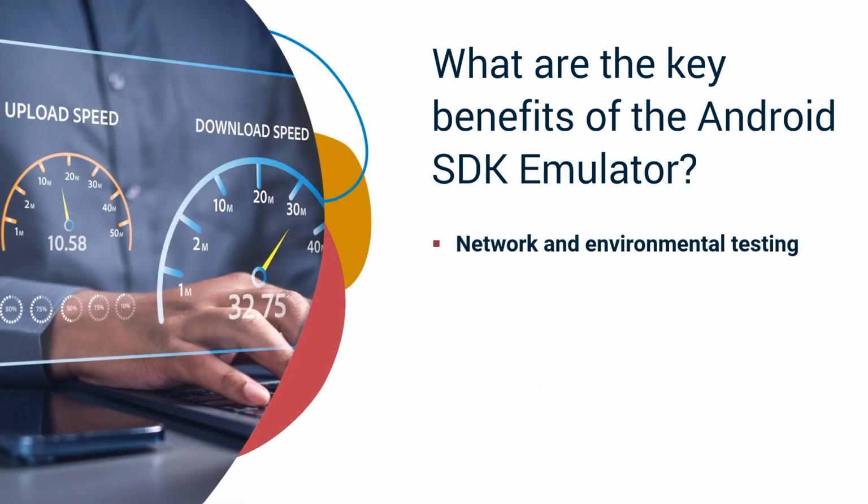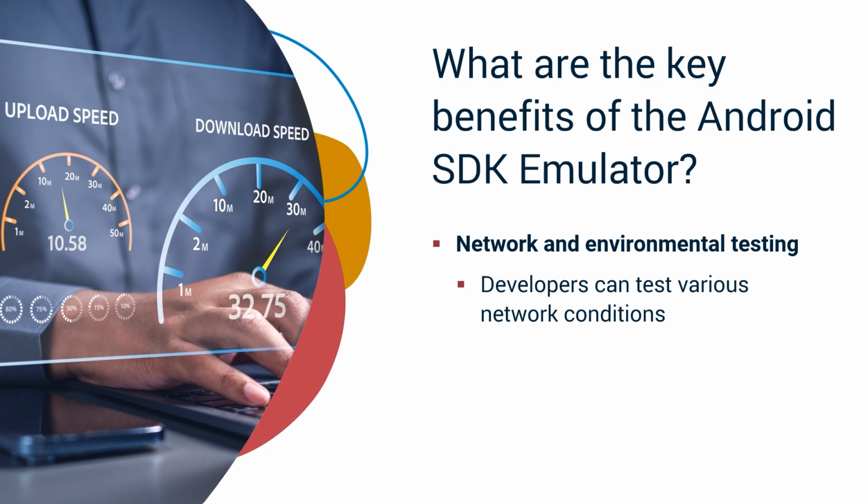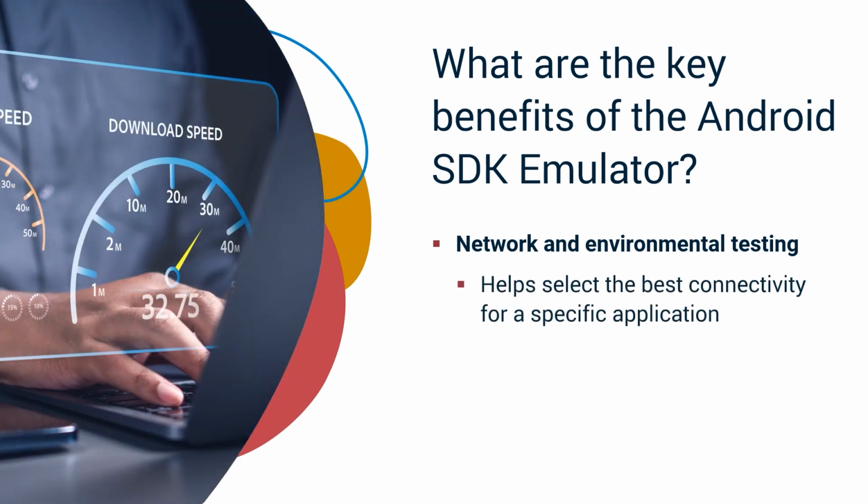Next is network and environmental testing. App developers can test various network conditions, such as 3G, 4G, Wi-Fi, and even offline, to understand how their applications react to those conditions. This assists in selecting, through application-level protocol, the best connectivity for a specific application and ensuring that the user gets value from the app.